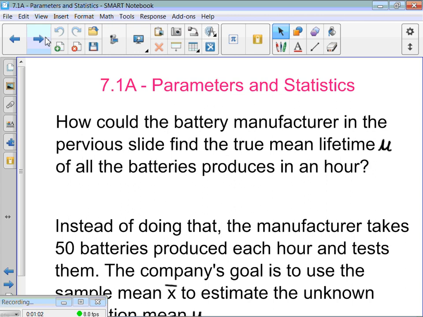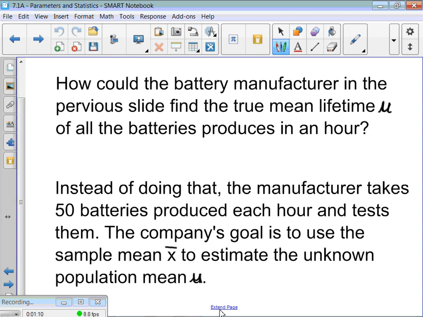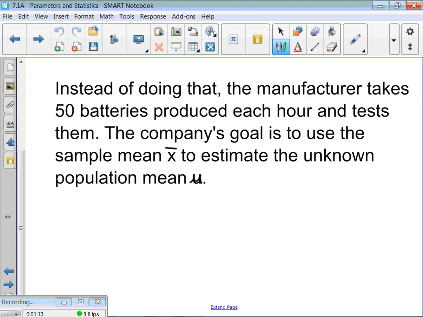So how could the battery manufacturer in the previous slide find the true mean lifetime mu of all batteries produced in an hour? Well, instead of taking all of them, they just take the 50, and they calculate what's called x-bar. We'll talk about these symbols in a moment. And that x-bar is going to estimate the true population mean mu.